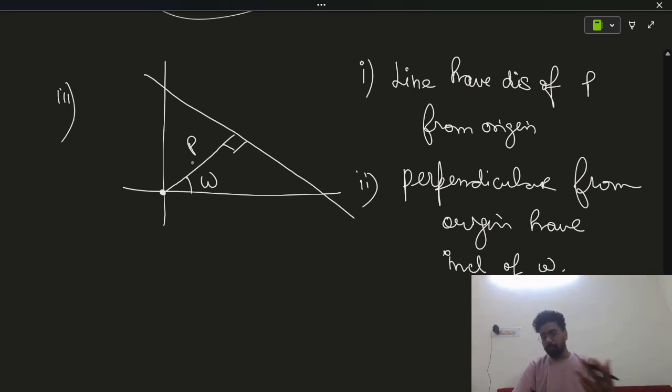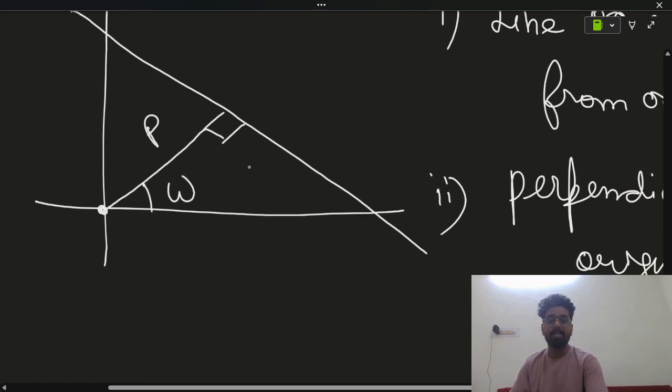Now again, they have not given 2 points, they have not given any slope and all. So what will we do, guys? Here we will do some analysis.